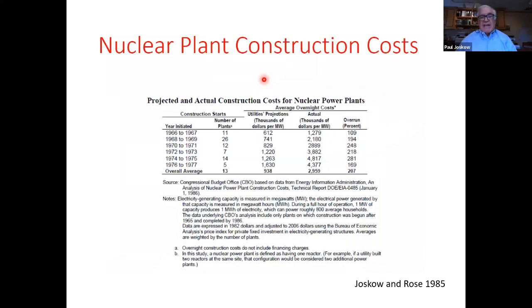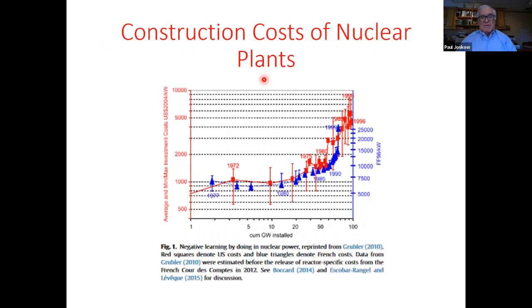I'd done some research in the 80s on nuclear plant construction costs, and as you can see, those kept going up, and there were large cost overruns. There have been a variety of studies of learning by doing. That is, as you produce more and more of a product, you get better at it. You add innovations of one type or another, and the typical learning curve declines over time. And that's certainly true of wind generators and solar generators today.